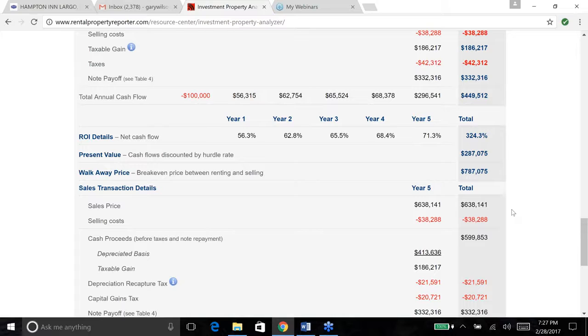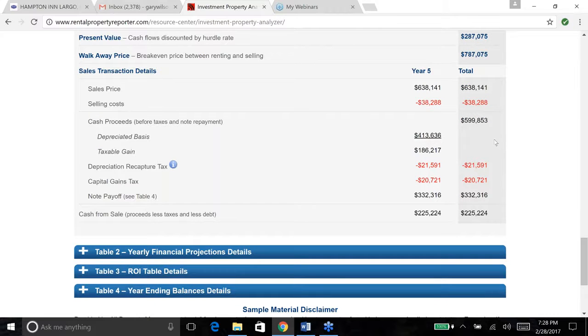In any case, assuming a sale price is 638, cost of the sale 38,000, your cash proceeds is 600,000 before you got to pay off your taxes and your mortgage, by the way. So you look at your depreciated basis. Remember I told you it's around 415,000? Well, there it is right there.